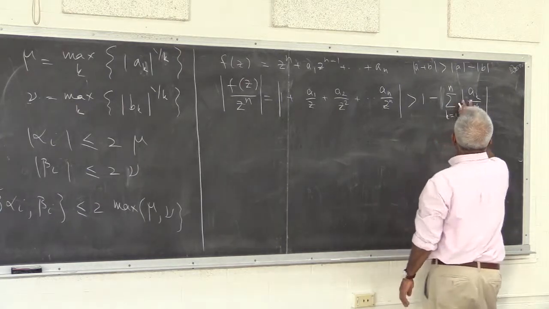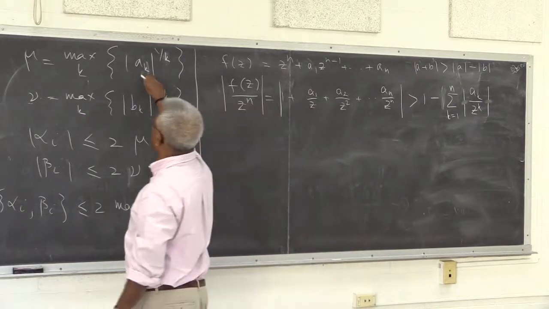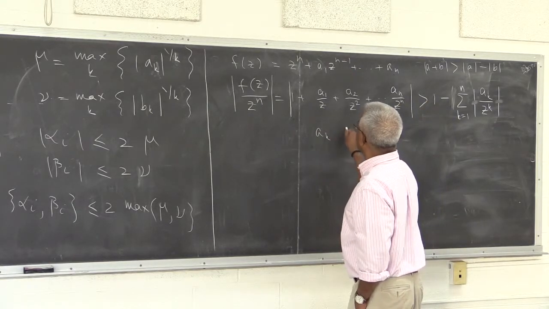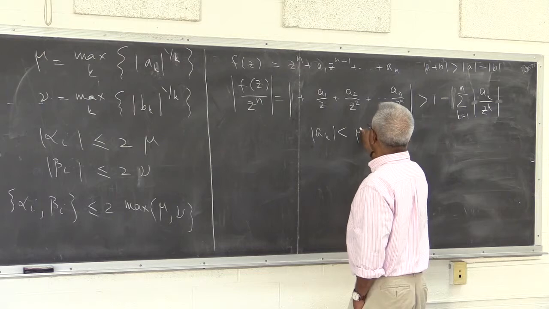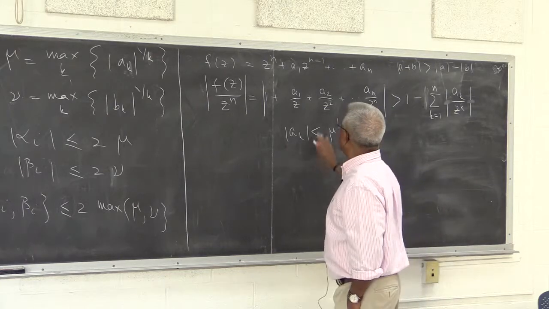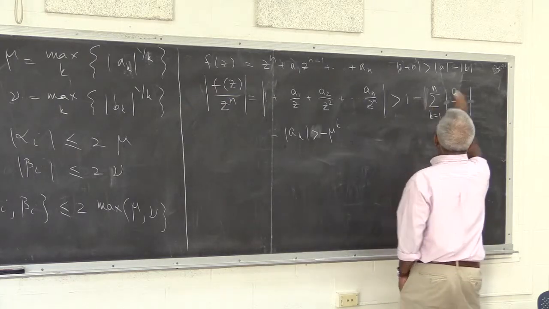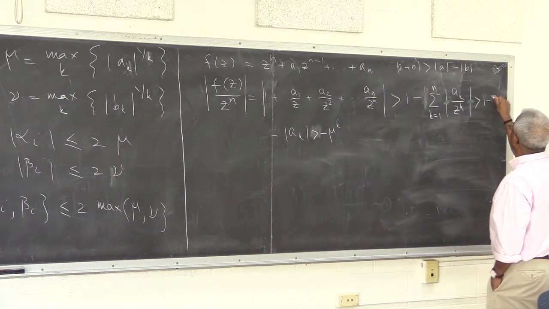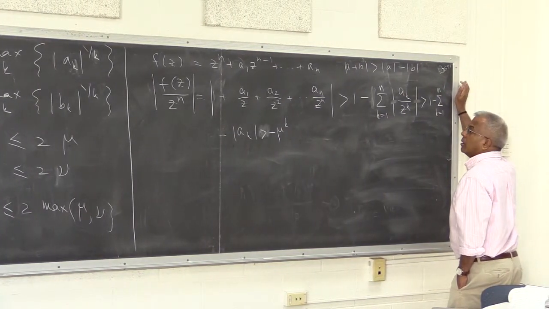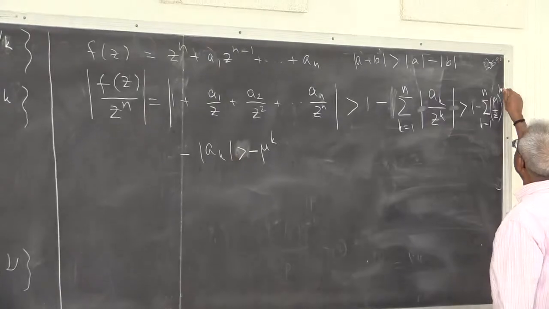But on the other hand, you notice that all the ak's, the absolute values of ak's, are less than mu to the power k. So if I substitute it here, of course minus absolute value of ak is greater than minus mu^k. So this will give 1 minus summation k equal to 1 through n of (mu over |z|) to the power k.